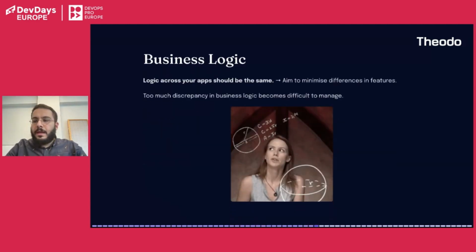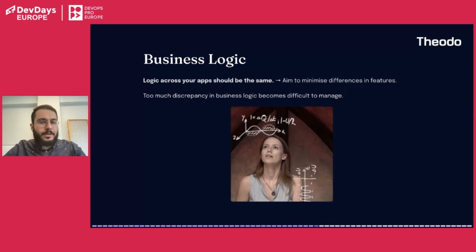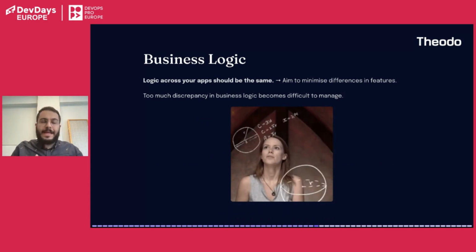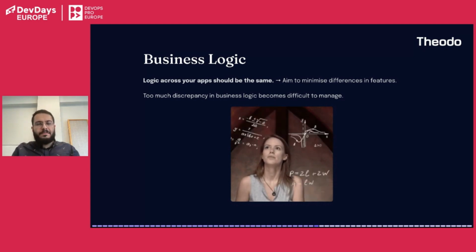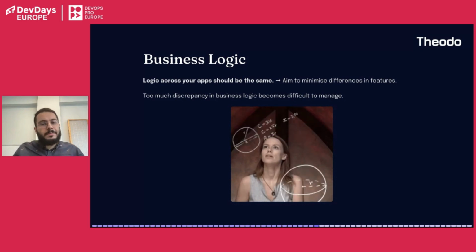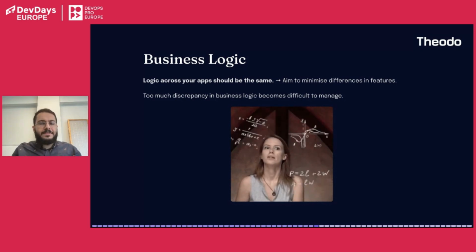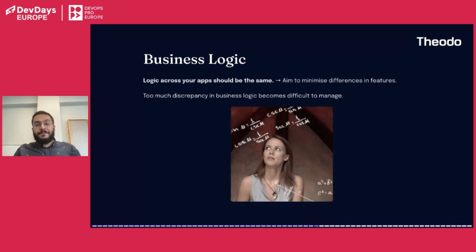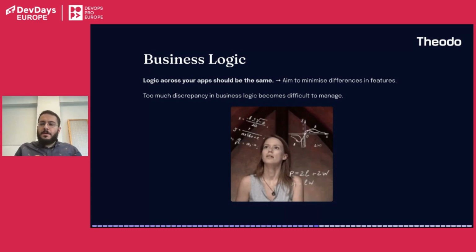So your logic across your apps should be the same. These are implementing the feature sets that are common, right? That's why you white labeled the app to begin with. Your feature sets were common, and hence the business logic should be very much the same. You want to minimize any discrepancy and any differences within the features. If you add too much discrepancy into the business logic, it becomes difficult to manage. So in the example of our fast food application, when you're ordering an item, if you can keep the business logic of that flow the same across the multiple apps, then you're making massive savings in terms of the complexity of what you need to manage.